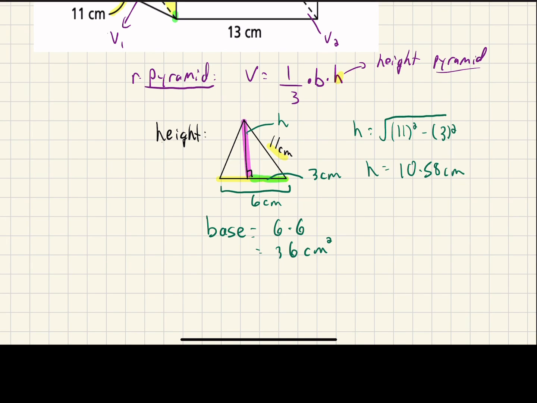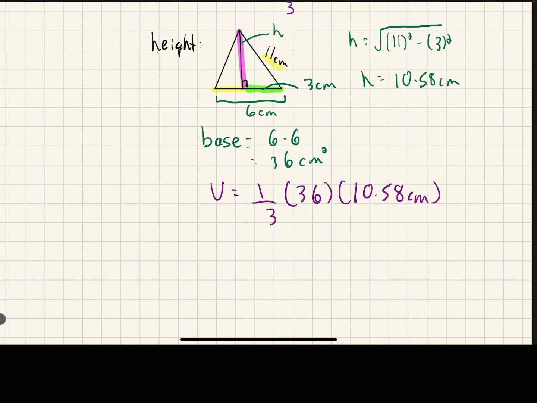So now plugging that in to the volume, I'd go 1/3 multiplied by 36 multiplied by about 10.58 centimeters. And then plugging that into our calculator, we'd have about roughly 126 or so. So we'll say it's going to be about 126.96, and that would be centimeters cubed.